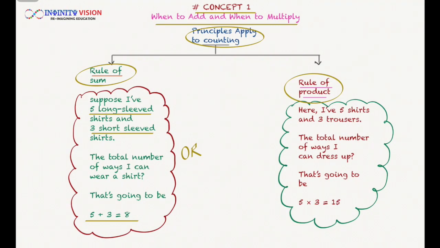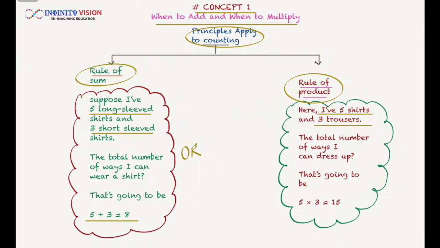Now coming to the second part, the rule of product. Let's say the same scenario with a little twist, that I have 5 shirts and 3 trousers. Now remember, long sleeve shirts or short sleeve shirts: in that scenario you are going to wear one of the two, but here the categories are shirts and trousers, which are always worn in complement with each other. So you cannot wear shirt or trouser, but you have to wear shirt and trouser.